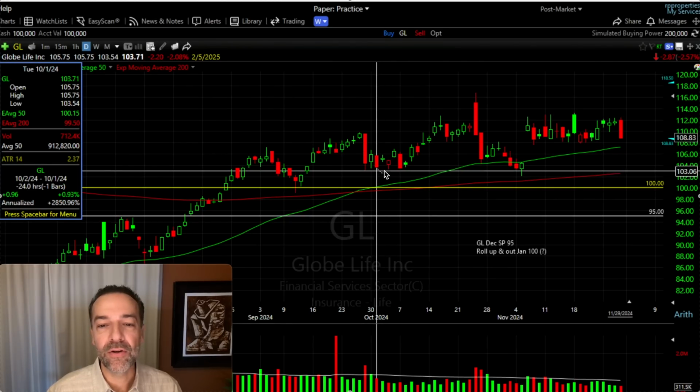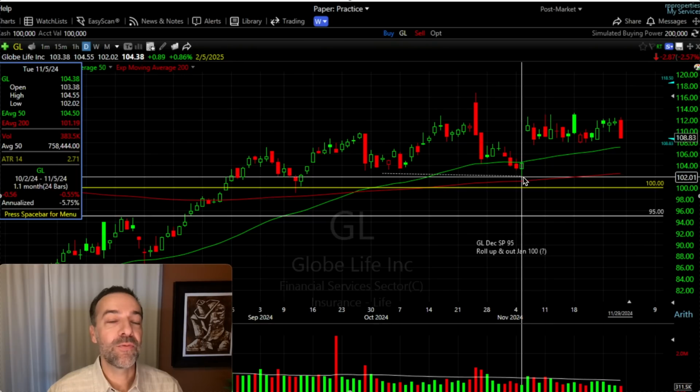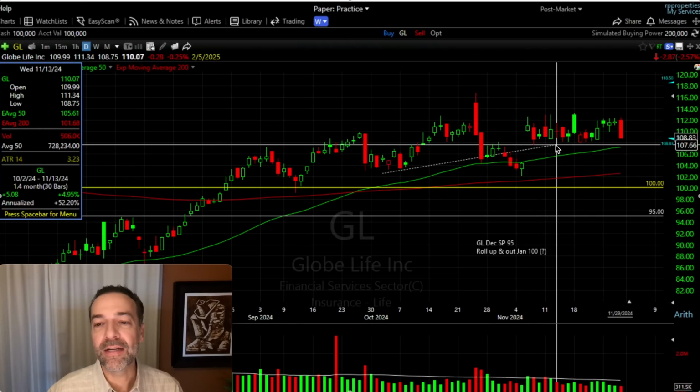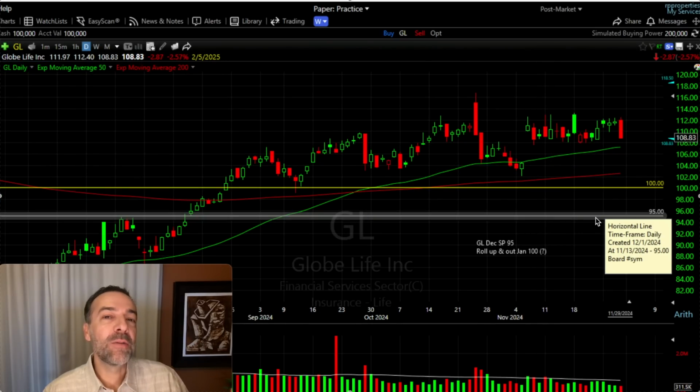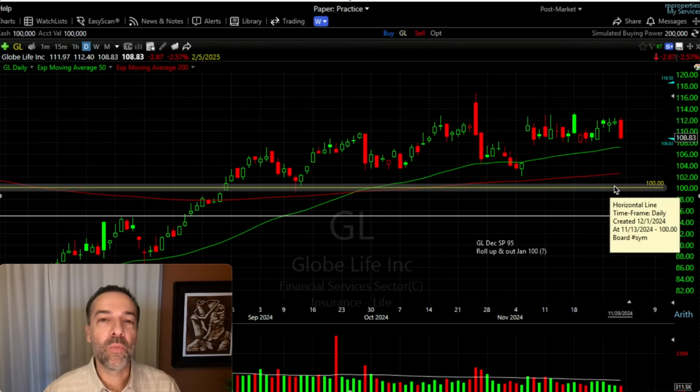Notice this way back here in early October, it was finding support around $103 per share. Then fast forward to November 5th, and I found support at $102 per share. Since then, it's been finding nice support around $108 per share. So if I felt comfortable adding a little bit of risk to this trade, I could buy that $95 put option back that expires in December and sell the January $100 put option.